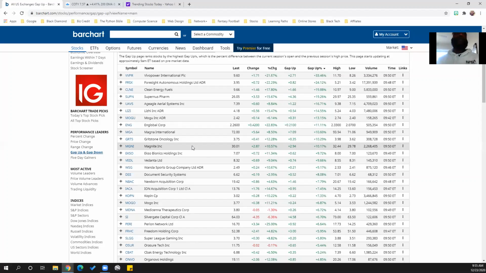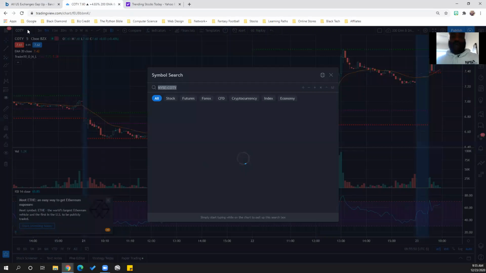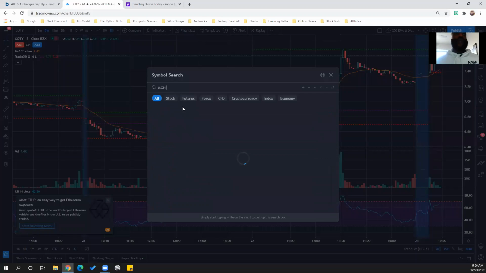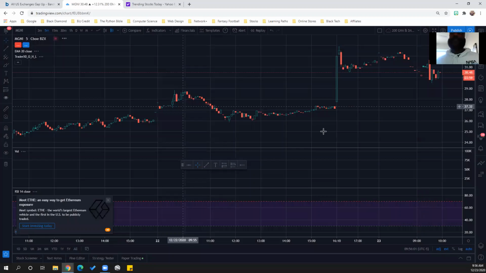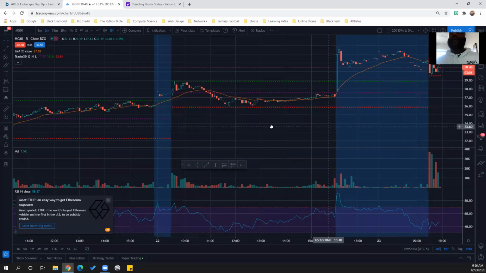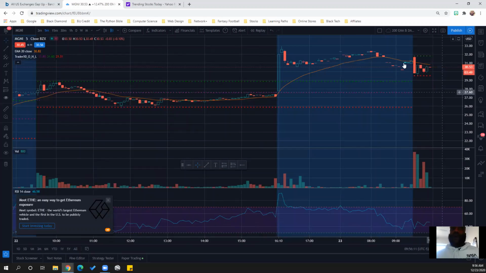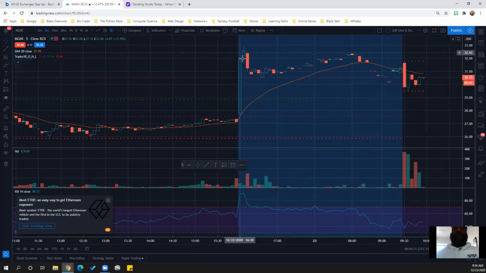So next, what I'll do is come over here to TradingView, which is the platform that I like to use to chart MGNI, to chart my potential plays. So as we can see here, they gapped up overnight, which is not uncommon.